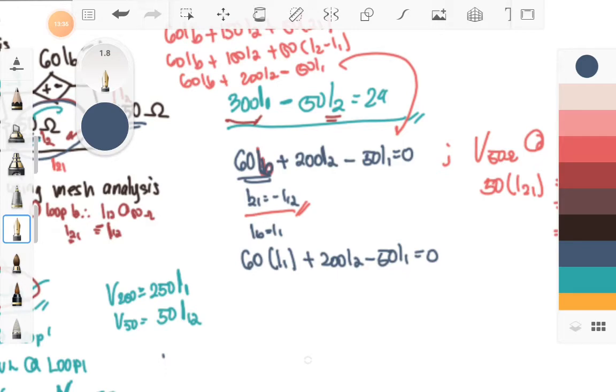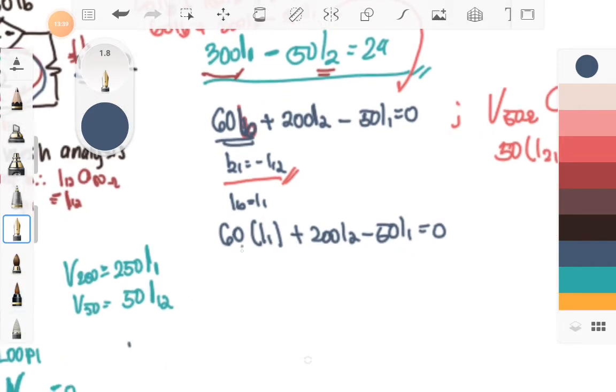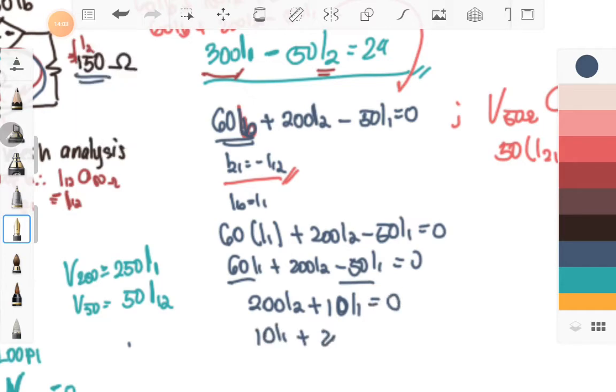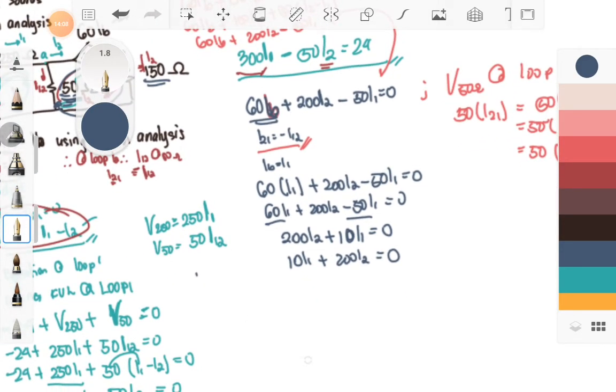Since meron na tayo nyan, ano next na gagawin natin? We analyze and substitute your 60 I1 plus 200 I2 minus 50 I1 equals 0. Next, we will further manipulate the equation. So, we have 200 I2 plus 60 minus 50 is 10 I1 is equal to 0. So, we have 10 I1 plus 200 I2 is equal to 0. That will be our second equation.